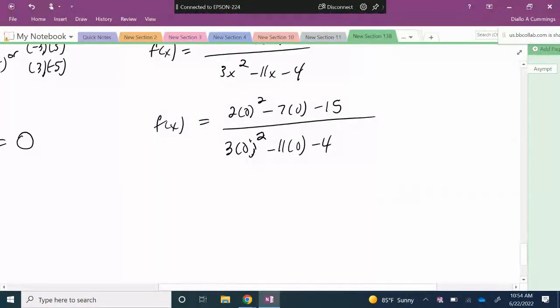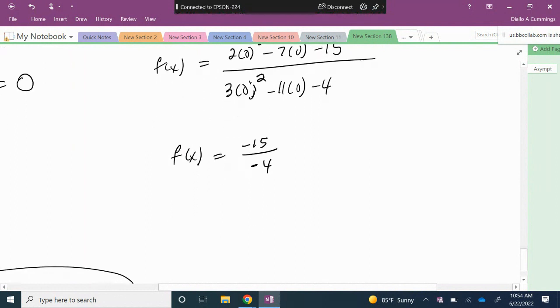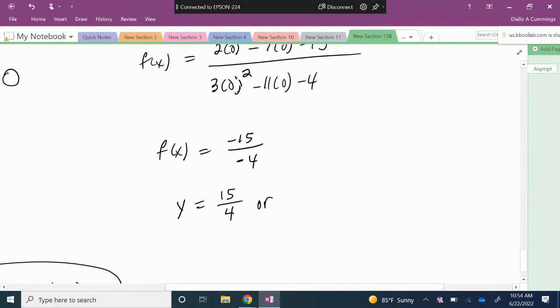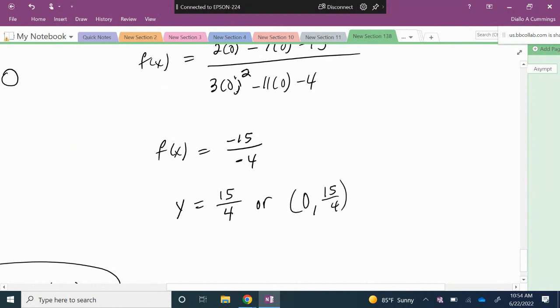Once we simplify the numerator, we have negative 15. Once we simplify the denominator, we have negative 4. In function notation, we let y equal f of x, and a negative divided by a negative is a positive. So we have the y-intercept as 15 over 4. Or if you're asked to write it out as an ordered pair of points, we have 0, comma 15 over 4.